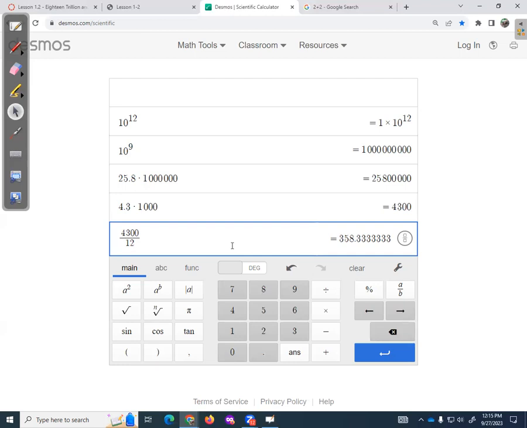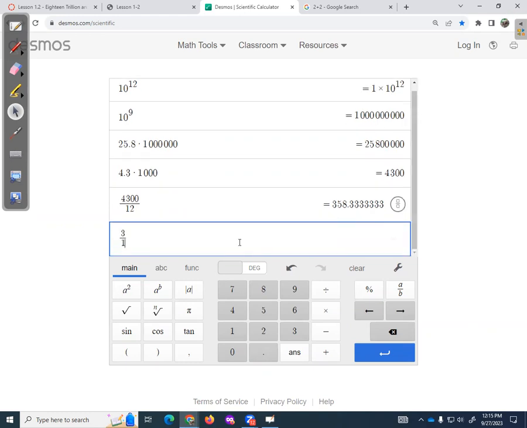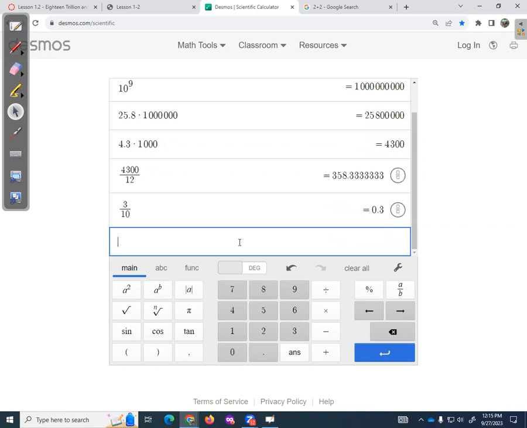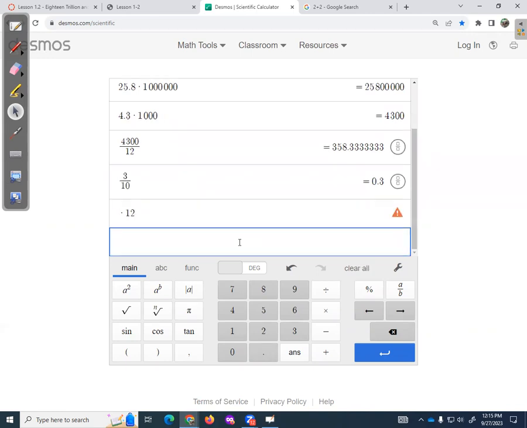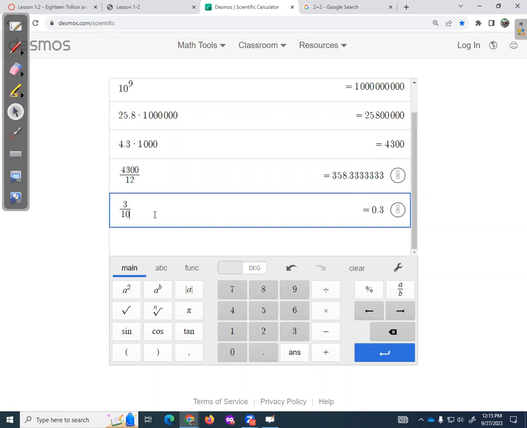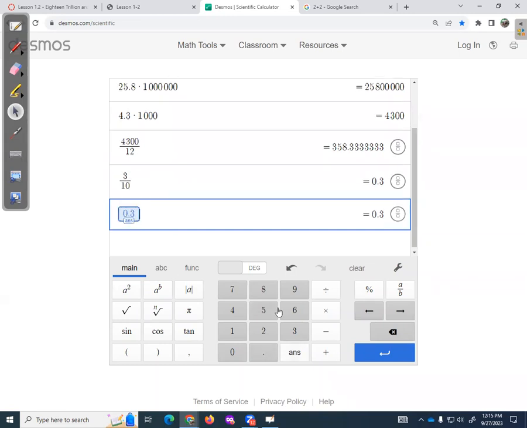Okay, so maybe you do construction and you're just familiar with that, or you just know it. It's not 3 inches, it's 3/10 of a foot. What times 3 equals a foot? Well, let's double check. 3 out of 10 is 0.3 times 12. Oops, I forgot to put the previous answer in there. So previous answer times 12, 3.6, almost 4, not quite.